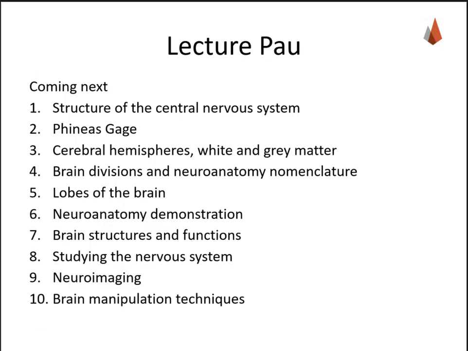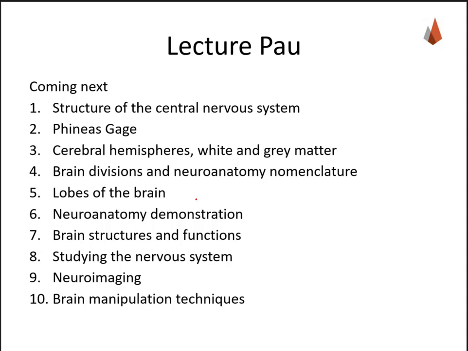Okay, so that's going to do it for this lecture. Very brief. The other two lectures are going to be a little bit longer, just to warn you. The information that we're going to be covering in the next two lectures includes the structure of the central nervous system. We'll look at a brief video on Phineas Gage and talk about why he's important. We'll look at the cerebral hemispheres and white and gray matter. We'll talk about brain divisions and neuroanatomy nomenclature.